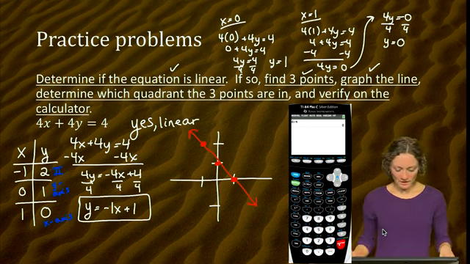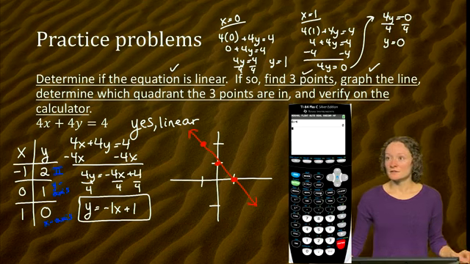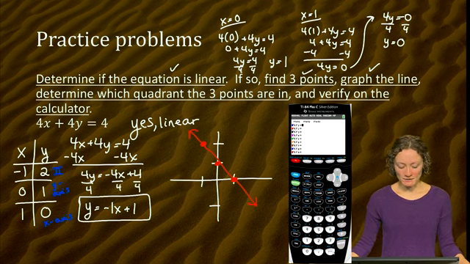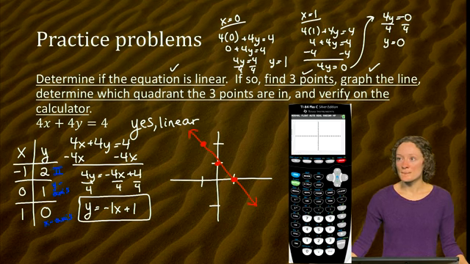Okay, so now let's look at this on the calculator. So on the calculator, clear this out, it doesn't matter. Just go to the y equals screen and type in -1x plus 1. Hit graph, and our line looks similar.